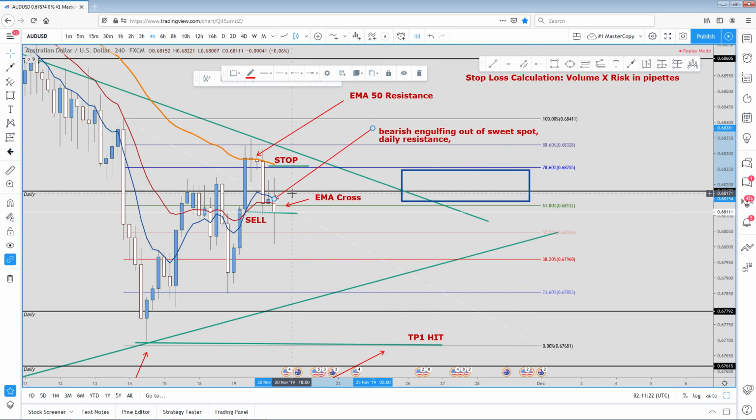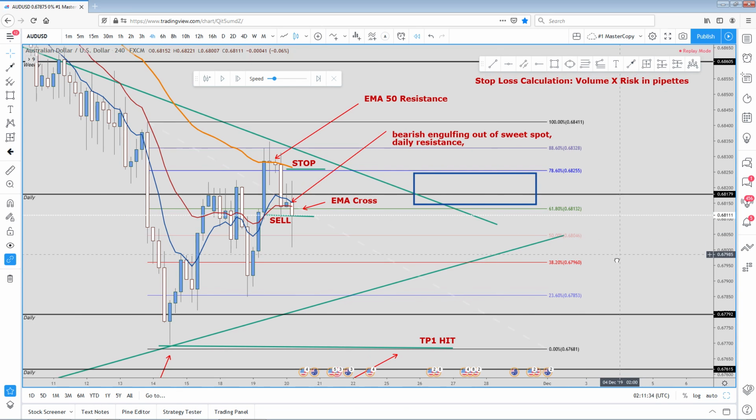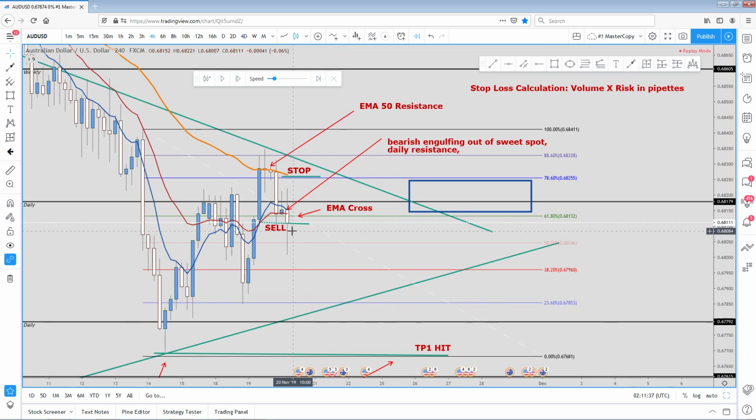It's also below daily resistance. I thought this was a good sell place. I decided to place a sell right here. And so this is what I want you guys to do. I want you to practice selling or buying. I want you to practice taking trades.